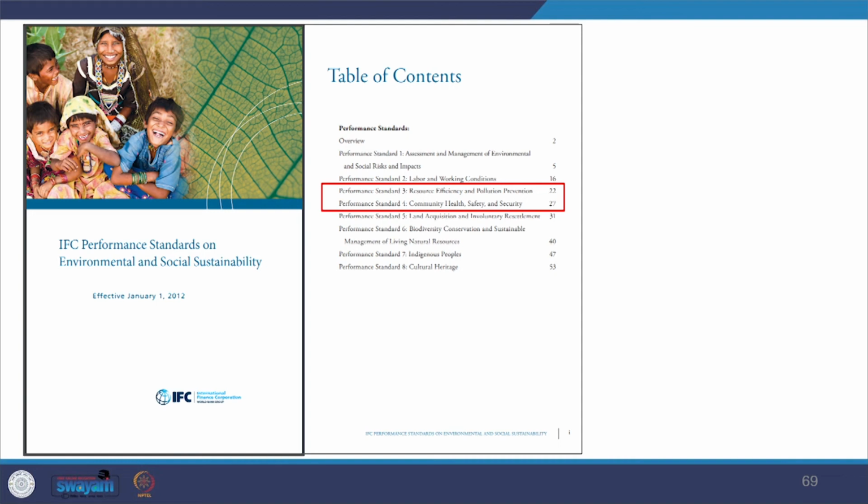Likewise, you see performance standard 4 also covers these concerns in its theme of community health, safety and security. So we see that IFC guidelines reinforce that one needs to identify the vulnerable communities and also look into the interaction of physical and socio-economic impacts. So not only undertaking this process, but you need to be able to identify the vulnerable communities as well as look at the interaction between all kinds of impacts which are happening.